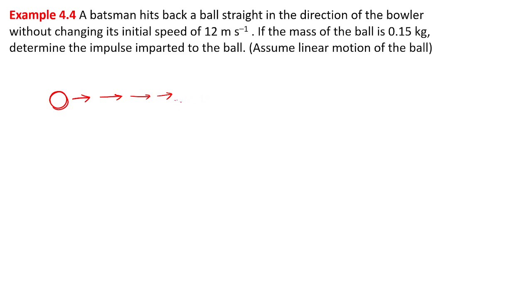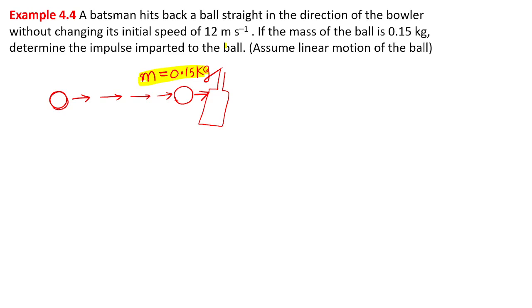There is a bat. I don't want to draw a beautiful diagram. This is a bat. The mass of the ball is given in the question: the ball is 0.15 kg. Understood? The mass of the ball hitting the bat is 0.15 kg.